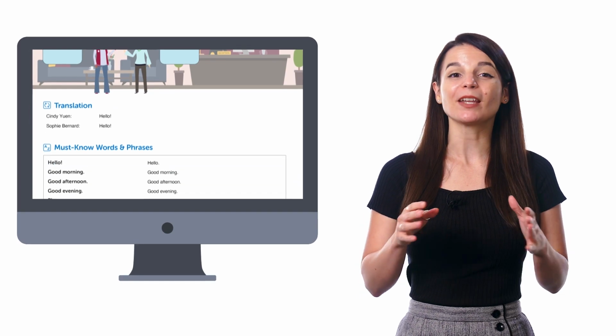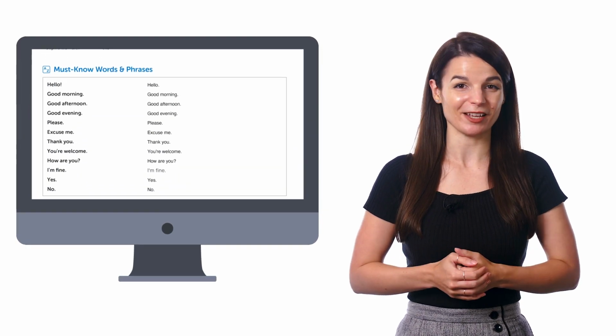And that's where our PDF conversation cheat sheets come in. You can use this free resource to glance through and review words, phrases, and grammar rules until they're natural to you.